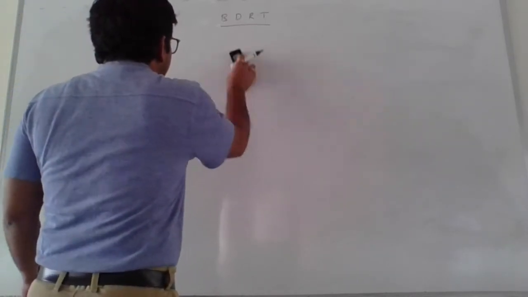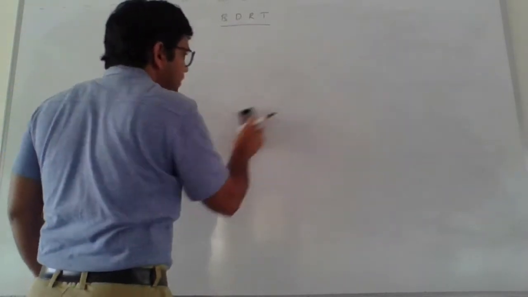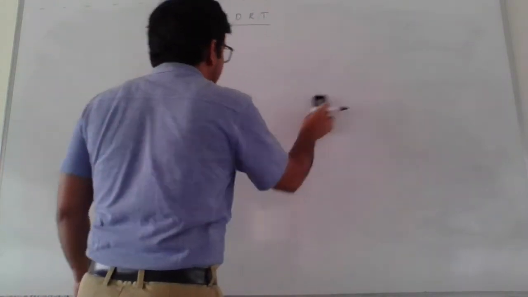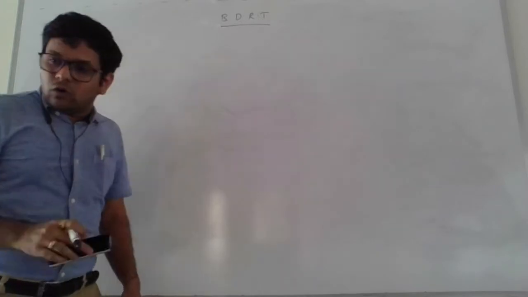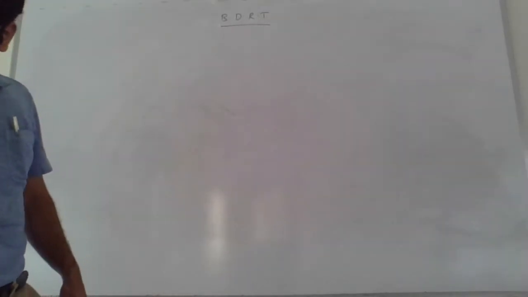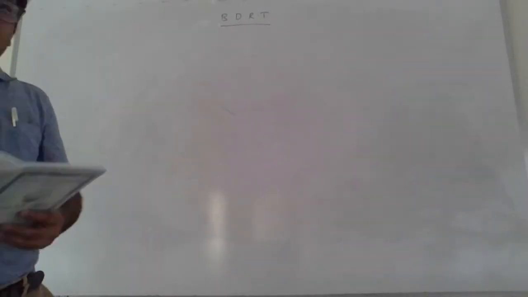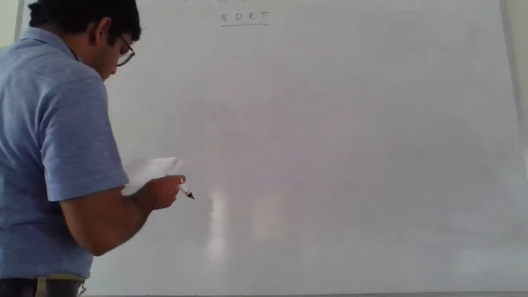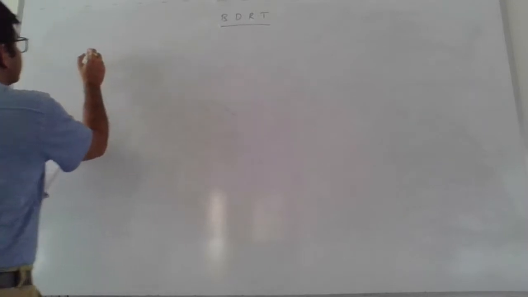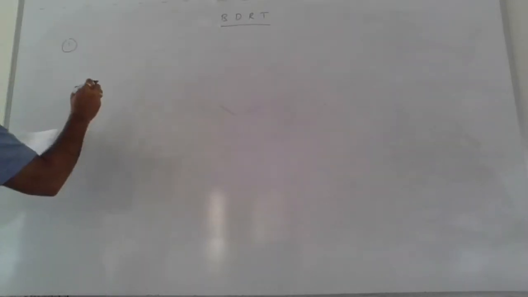So in this lecture, let us try to solve some numerical on BDRT, that is block diagram reduction technique, and our objective is to obtain the overall transfer function of a given control system if it is represented in the form of block diagram. So the first numerical of today's lecture is like this.